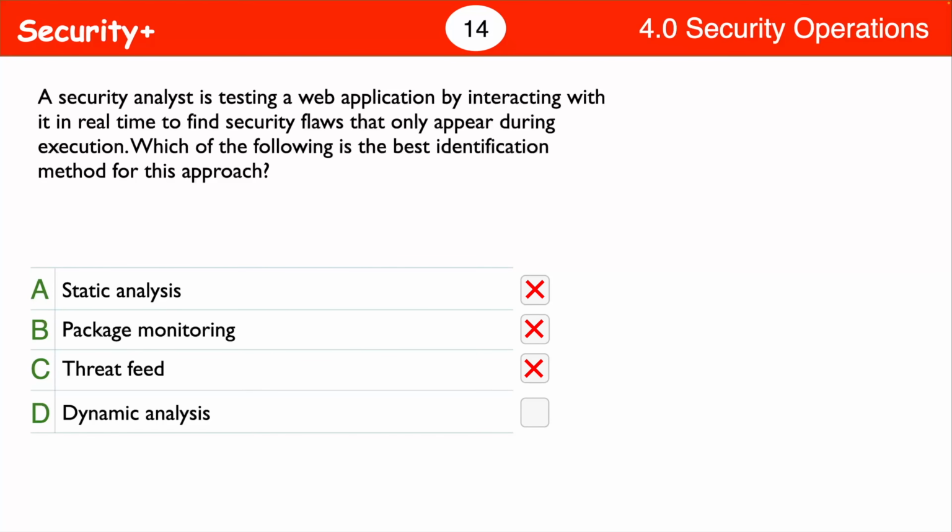And that's going to be a review without executing it, right? So if the question didn't say during execution, that would be the answer. Static analysis is going to be, before executing the code, taking a look and doing an analysis on it. And then that leaves us with the answer, which is D, dynamic analysis. Dynamic analysis is going to test the application while it's running, and that's going to help detect things like runtime vulnerabilities.